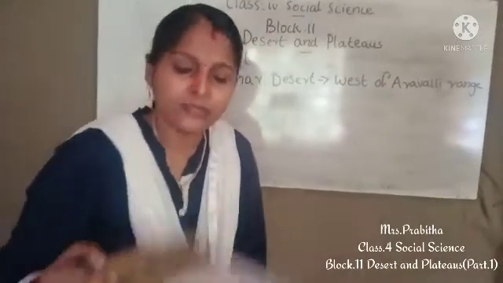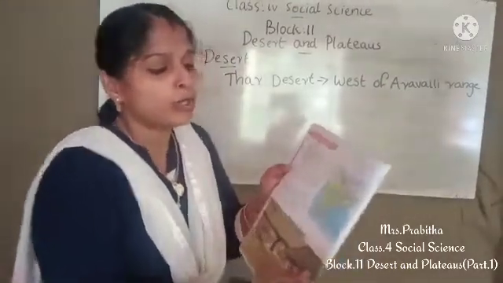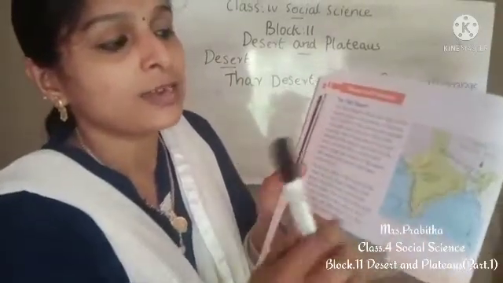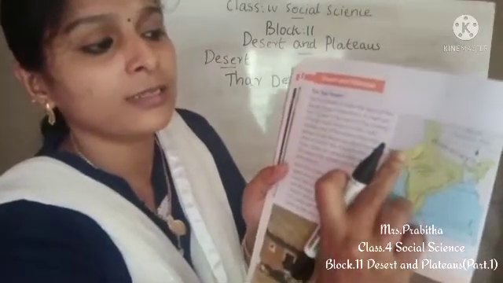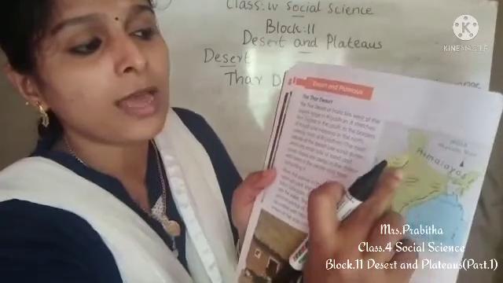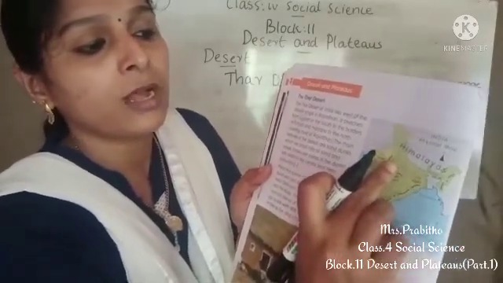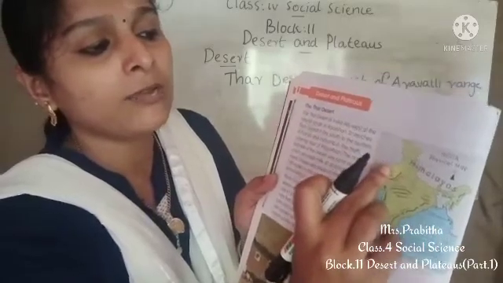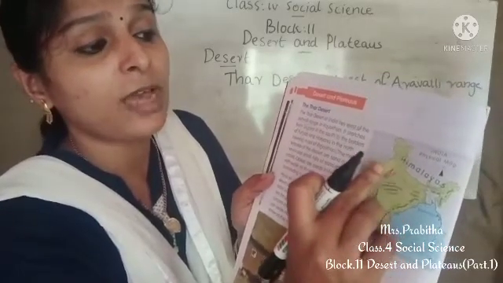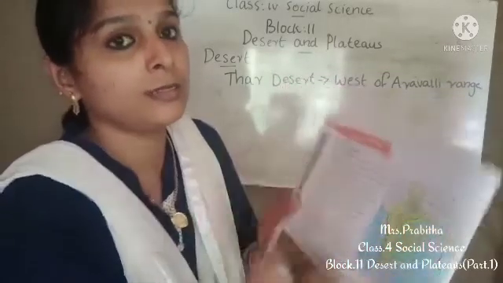Children, when we look at the physical map of India, where is Thar Desert? Yes, Thar Desert is here, in the west of Aravalli range. So you can see here Aravalli range. That means the west of Aravalli range, Thar Desert is located.